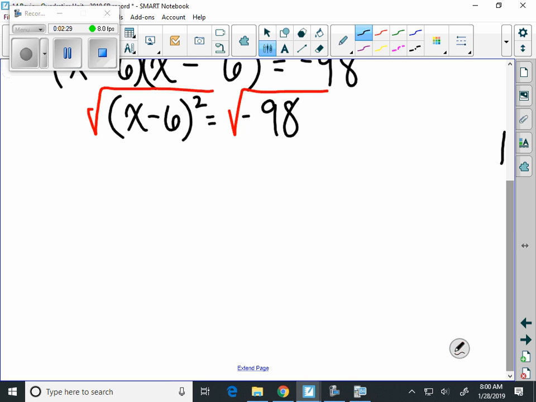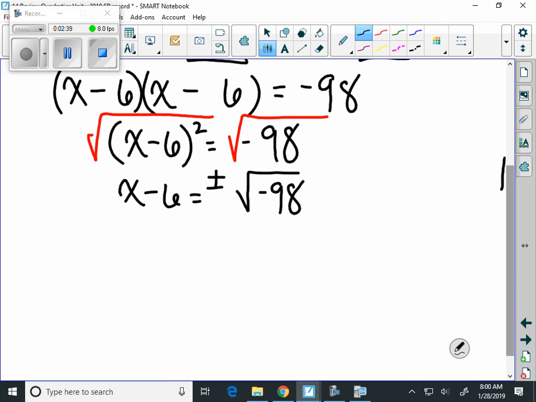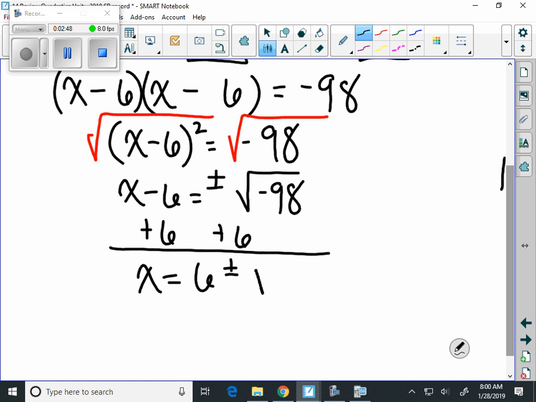Square rooting and squaring are inverse operations. They cancel each other out. So we get x minus 6 equals plus or minus the square root of negative 98. And our last step is to solve for x. So we'll add the 6 over to the other side. So we get x equals 6 plus or minus the square root of negative 98.